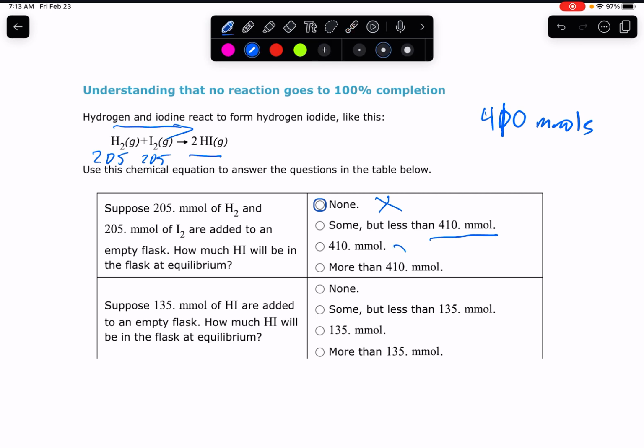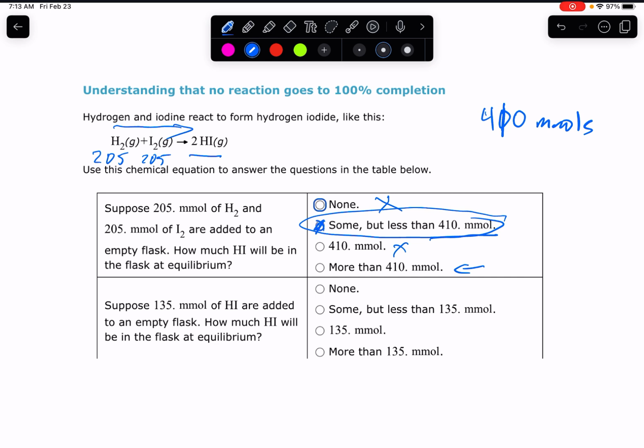Now, here's where it gets a little silly, because unless we're creating matter, there's no way that we can have more than the 410 millimoles we had. So by process of elimination, that leaves us with some, but less than 410. So we're going to box this in.